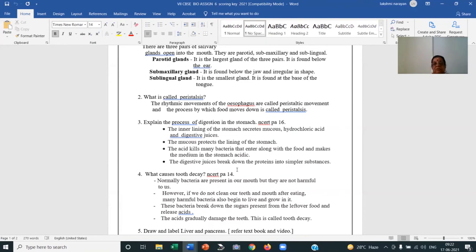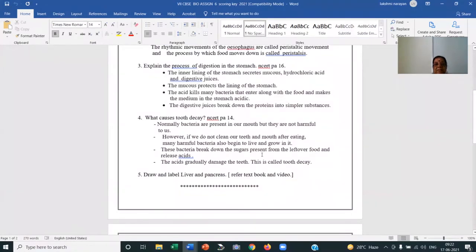Then the digestive juices break down the proteins into simpler substances. And what are the secretions of the digestive gland we have done? They are pepsin, renin, and HCl.